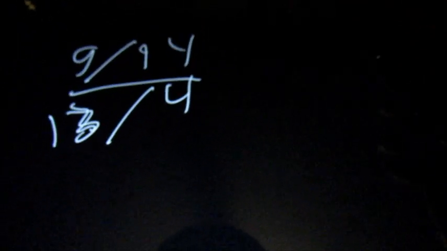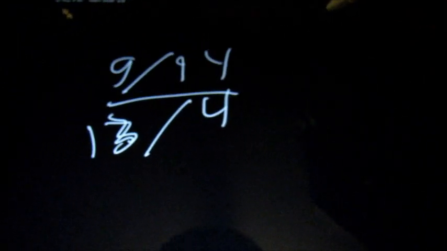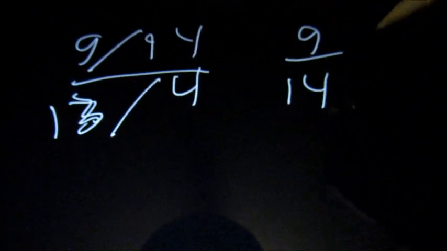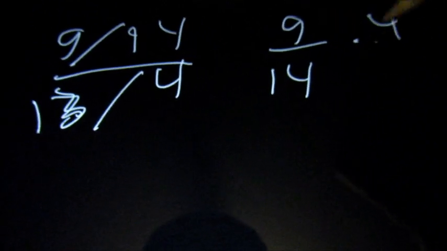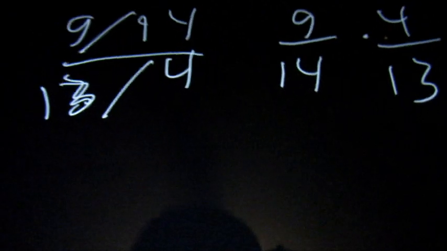Okay, you might have some also that are written in a different format. Say you have 9/14 over 13/4. So you're going to do the same thing. It's going to be 9 over 14 times 4 over 13.